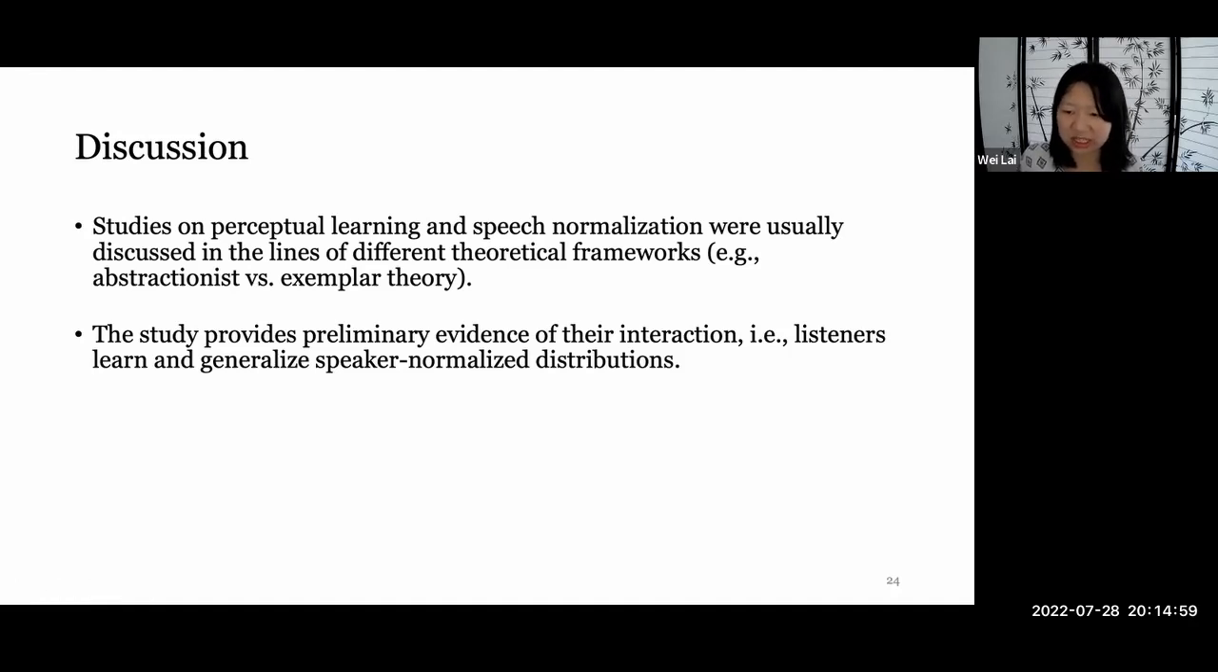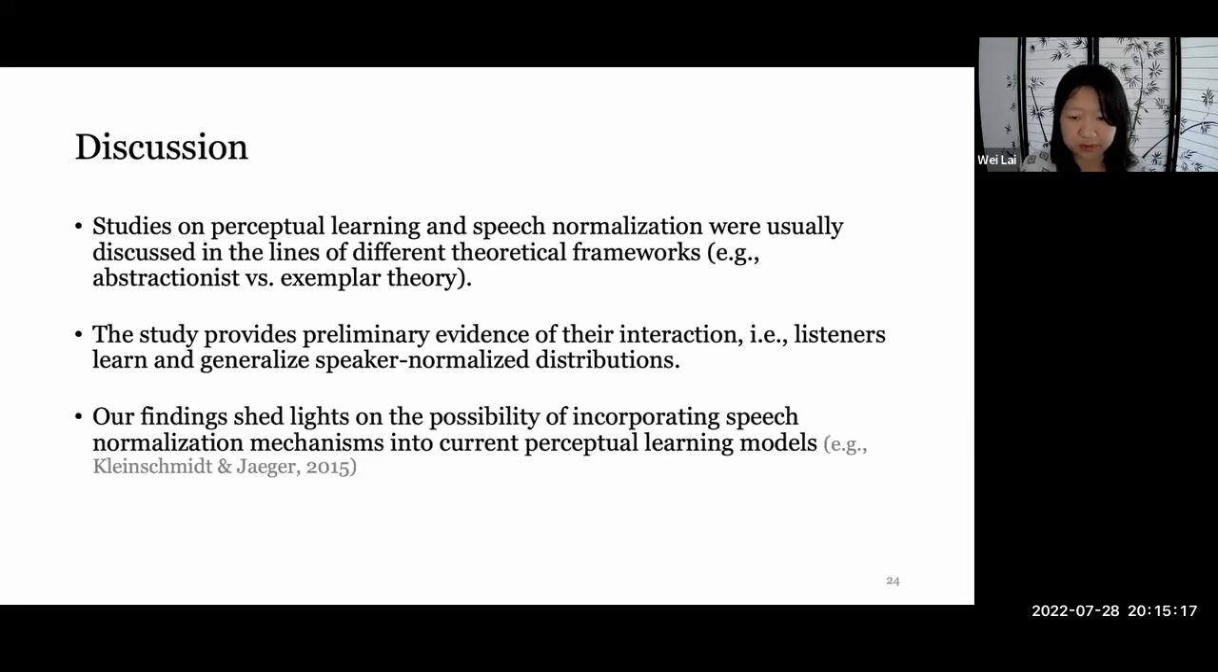We showed that listeners could learn and generalize speaker normalized distribution on the fly for both spectral cues and temporal cues. The identification rates are ranked as predicted robustly across conditions in both experiments. Lastly, our findings shed light on the possibility to incorporate normalization mechanisms into current perceptual learning models using Bayesian inference or neural networks. That will be the direction of our future research.